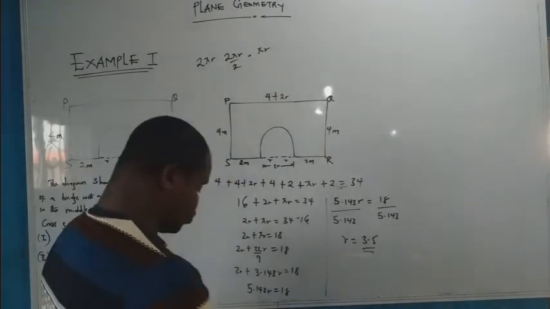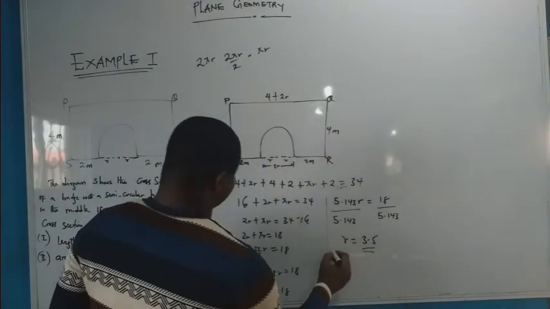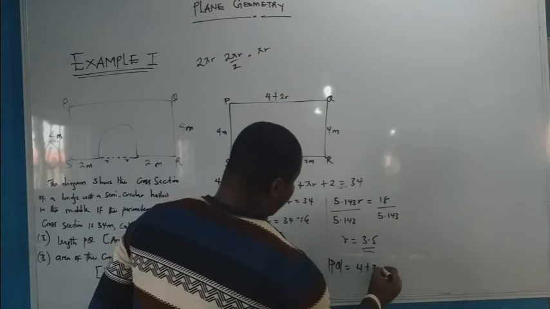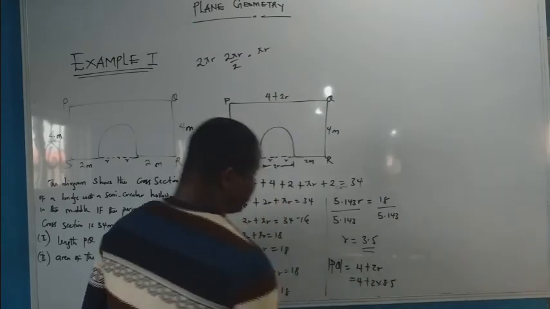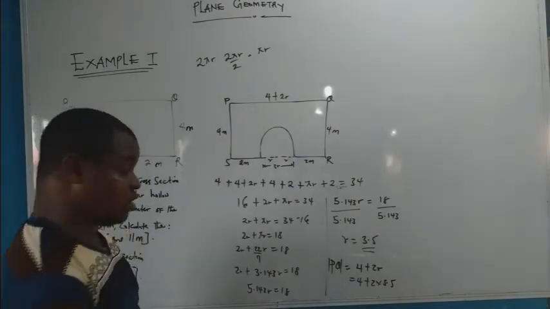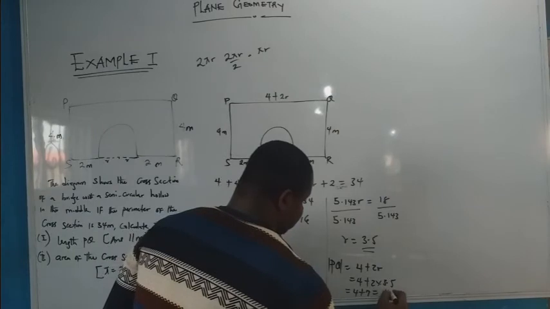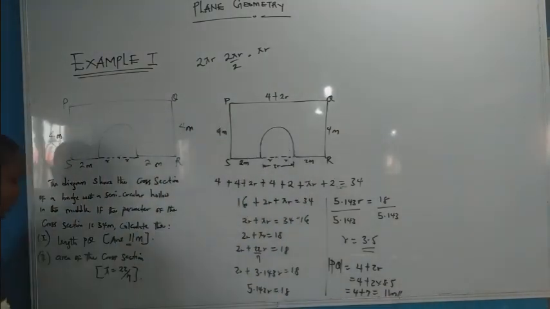So since we've got r to be 3.5, then how do we get the length PQ? The length PQ is equal to 4 plus 2r. So it's going to be 4 plus 2 times 3.5. Now 2 times 3.5 is what? It's 7. So you're going to have 4 plus 7 and get the answer to be what? 11 meters. So actually the answer here is 11 meters, which is correct.